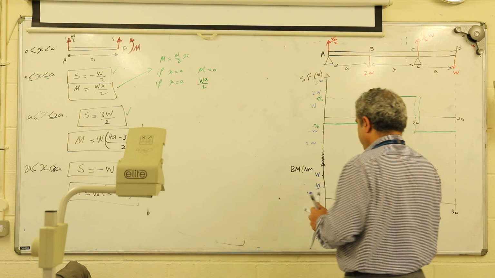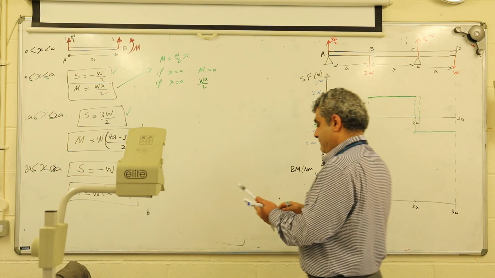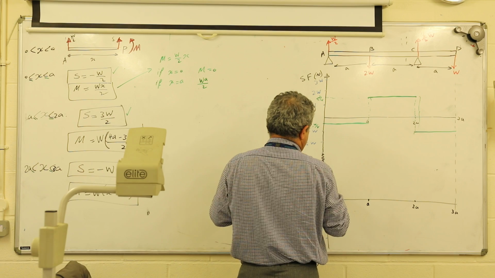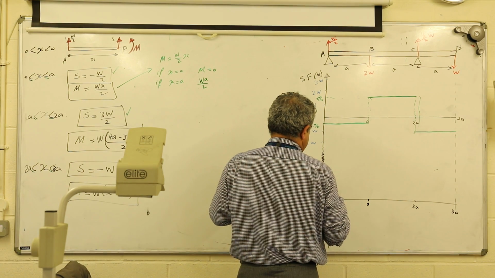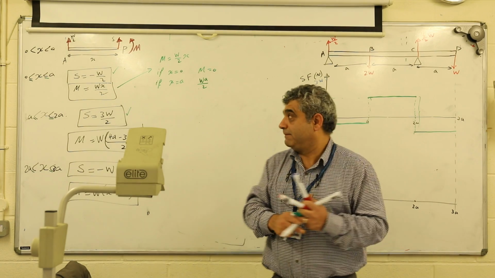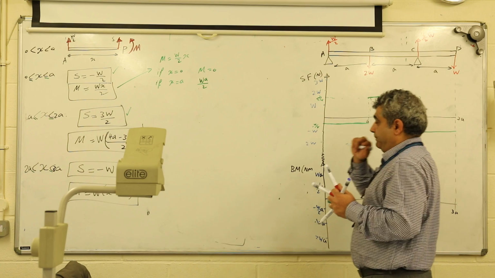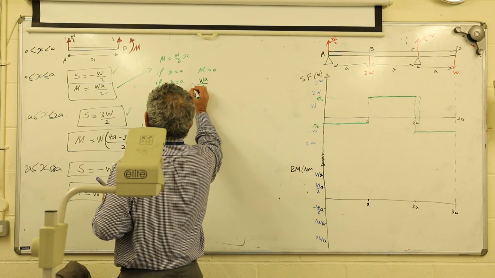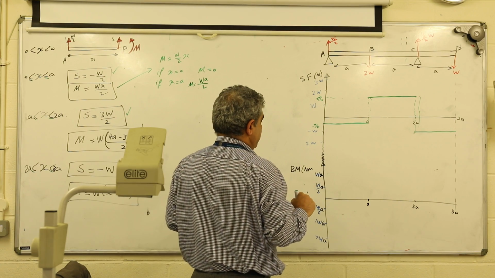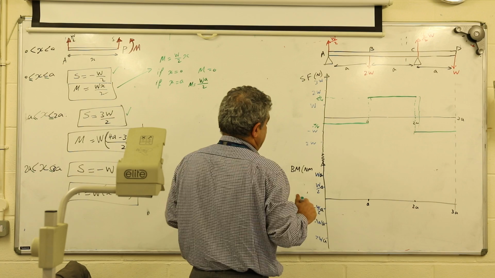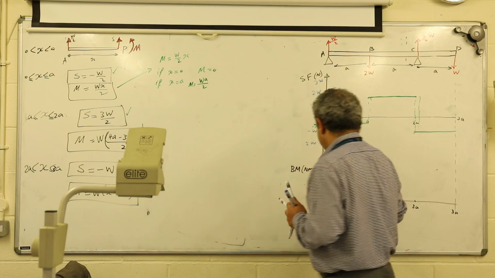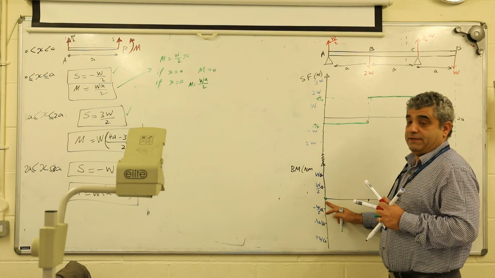So I call it WA. I should call this one WA. This one another WA. This is WA, WA, WA. You happy with that? Therefore, M is equal to WA divided by 2. So when x is equal to 0, M is 0.